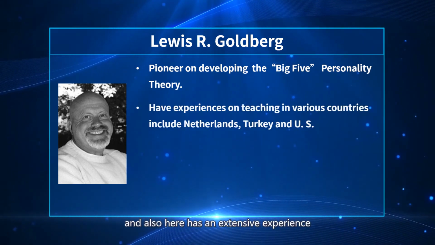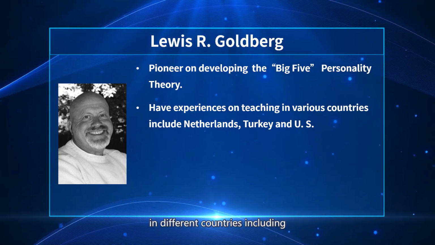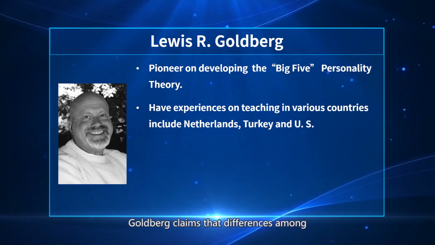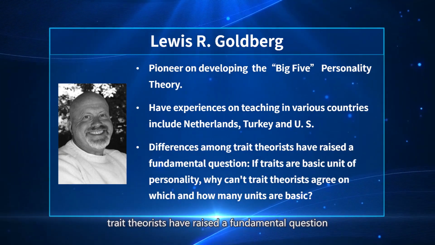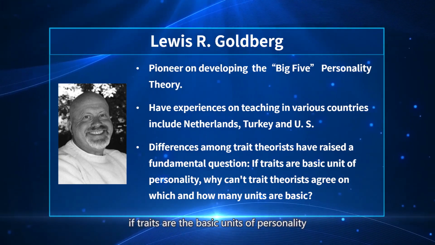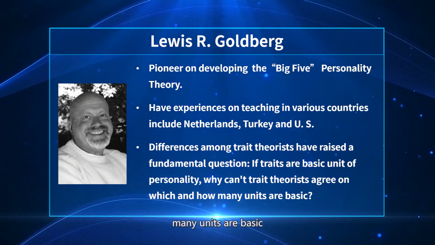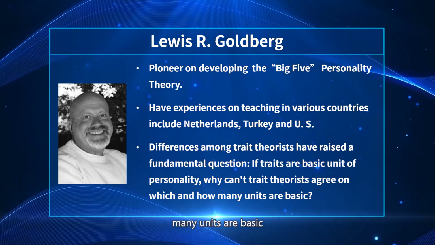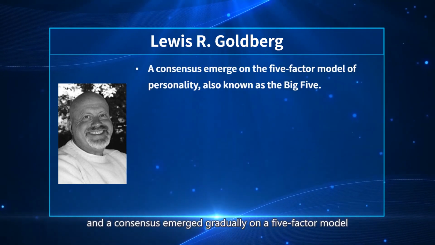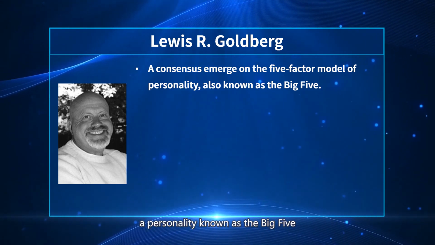And also he has extensive experience in teaching psychology in different countries, including Netherlands, Turkey, and US. Goldberg claims that differences among trait theorists have raised a fundamental question. If traits are the basic units of personality, why can't trait theorists agree on which and how many units are basic? So how basic is basic? And a consensus emerged gradually on a 5-factor model of personality known as the Big Five.